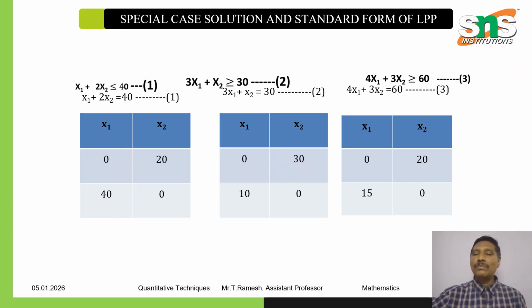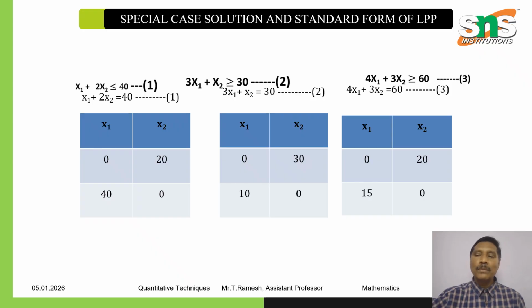Next, the coordinate points of equation 3. We have the inequality greater than or equal to type, make it equal type. So 4x1 plus 3x2 is equal to 60. If x1 is equal to 0, x2 is equal to 60 by 3, that is equal to 20. From the same, if x2 is equal to 0, then 4x1 is equal to 60, therefore x1 is equal to 15. Therefore, the coordinate points are 0, 20 and 15, 0.